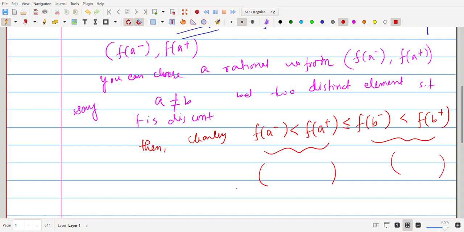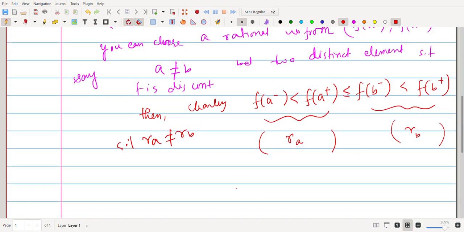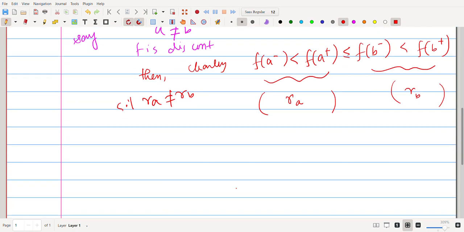So you can always find some rational number, say r suffix a, and some rational number r suffix b, such that Ra not equal to Rb. You can always choose, right? And that everything happens because f is monotone increasing. Mind it, this is very very important, that f is monotone increasing. So that's why you can choose this kind of element, right?